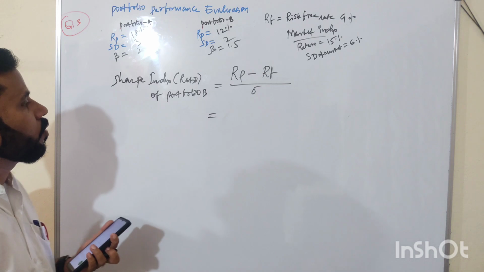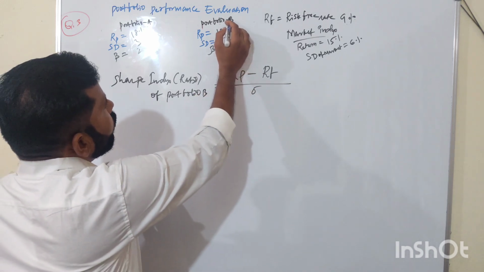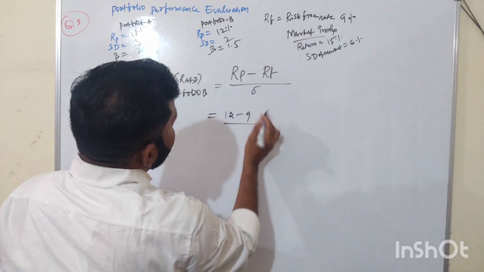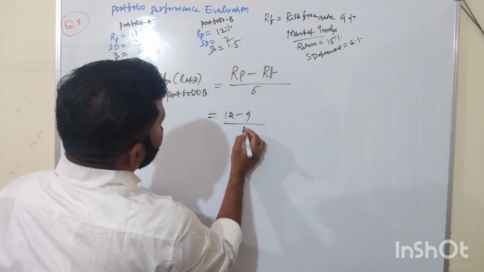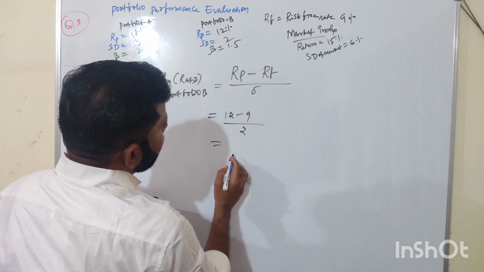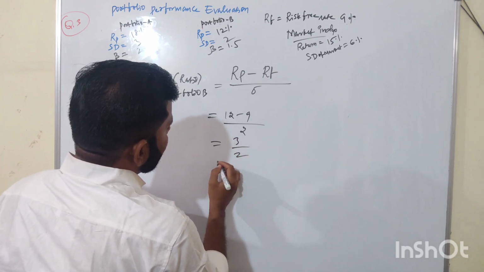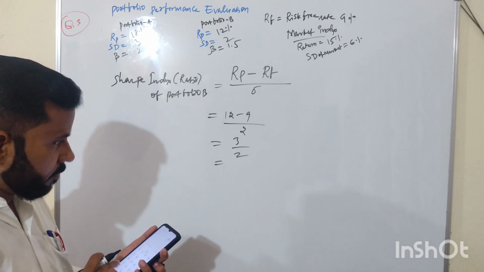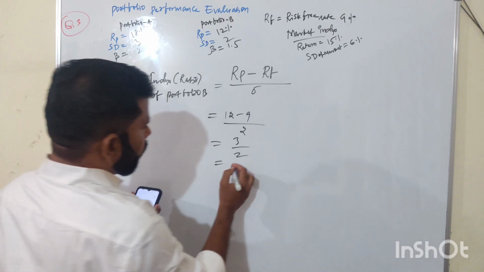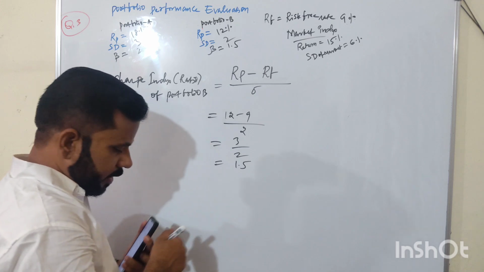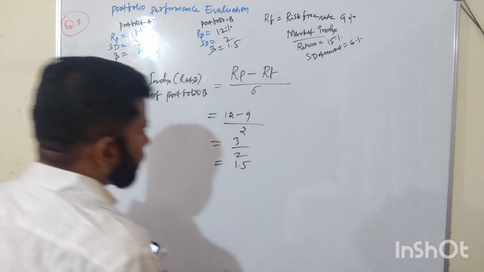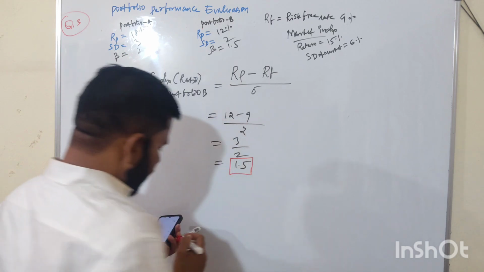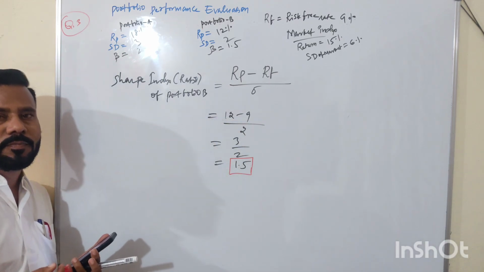Then what is the portfolio return of portfolio B? 12% is given in the problem. RF is 9%, divided by the standard deviation, which is 2. 12 minus 9 is 3. 3 divided by 2 will get 1.5, right? So now again, you make a comparison, you make an evaluation of the portfolio.